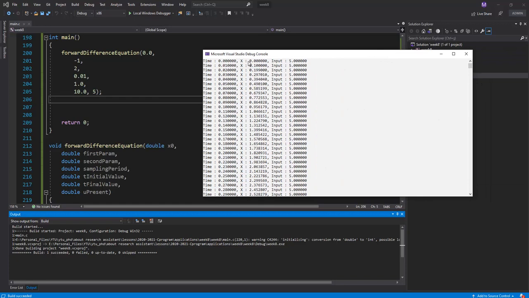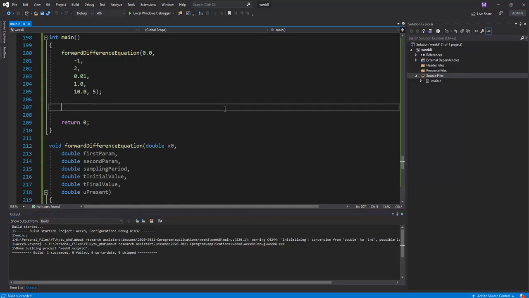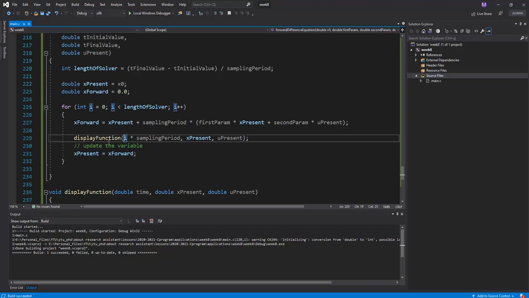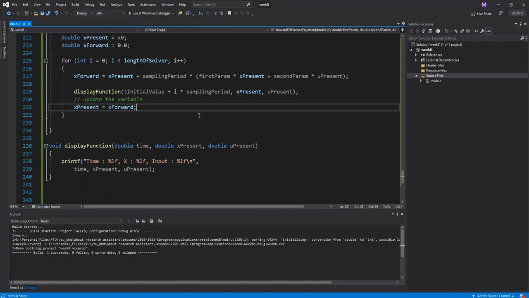In here, x is equal to 0, and the time variable is increased with this notation. But you should notice that the time is equal to 0, but we have given the system a one variable. Okay, the code should be updated with the parameter of t initial value plus i times sampling period, because the t initial value is equal to 1 in here.